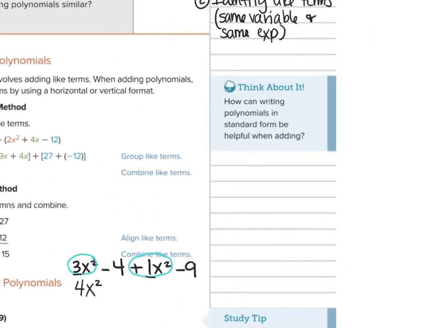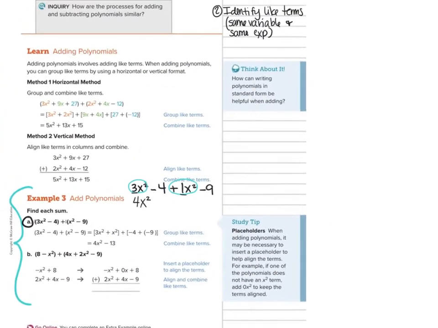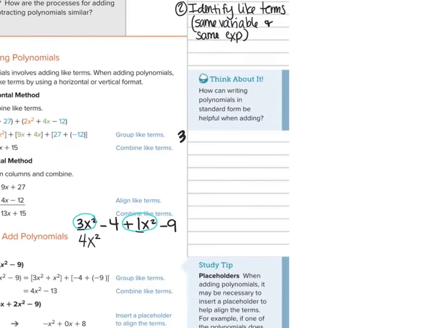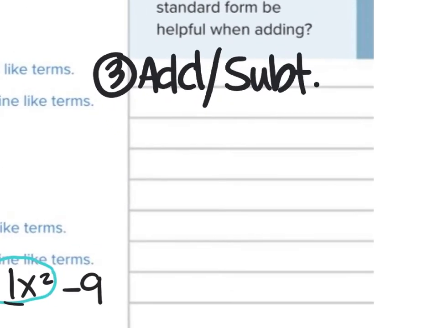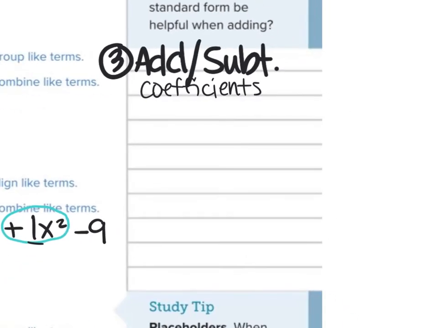I will write this over here. So I guess that would be our step 3: add/subtract. And those numbers are technically called the coefficients. You can think, if you want to just write "number," that's fine. So add/subtract coefficients. And what did we keep?